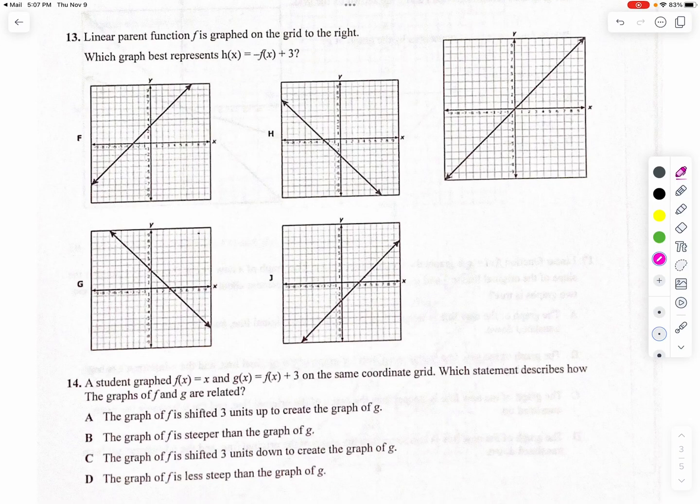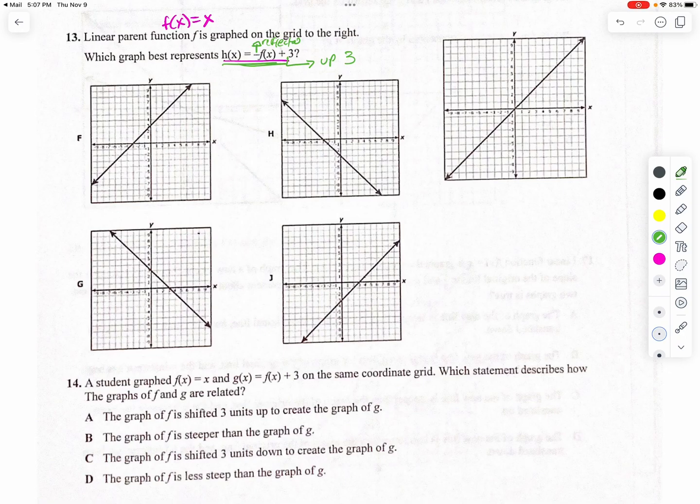Now, when we look at 13 here, it says, which graph best represents h of x equals negative f of x plus 3. It says that the linear parent function f. So parent function, that's telling us that our parent function is the f of x equals x, okay? And this is the transformation right here. So what do we know about the transformation? There's a negative. Negative means reflection. So no longer positive, negative. And this plus 3 means up 3, right?